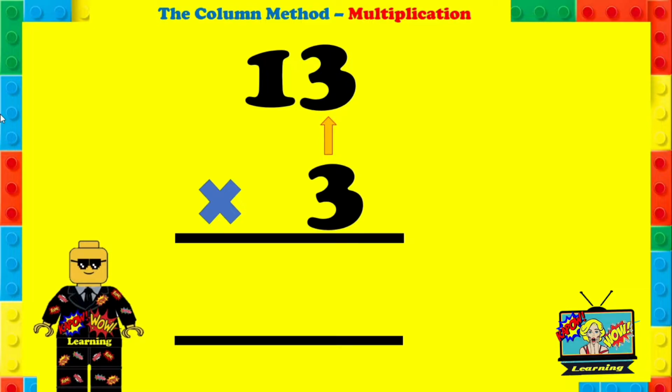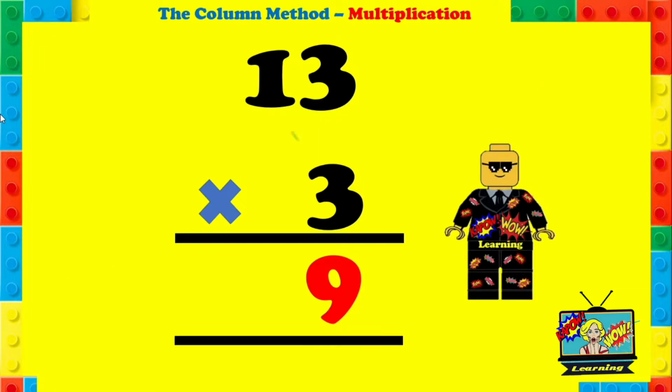So we're going to take that 3 and we're going to multiply it by that 3 there in the 13. So 3 multiplied by 3 equals 9. So we're going to put the 9 directly under. Then we're going to multiply the 3, but this time by the 1 in the 10s. So we're going to do 3 multiplied by 1. So the answer is 3. So the answer to 13 multiplied by 3 is 39.